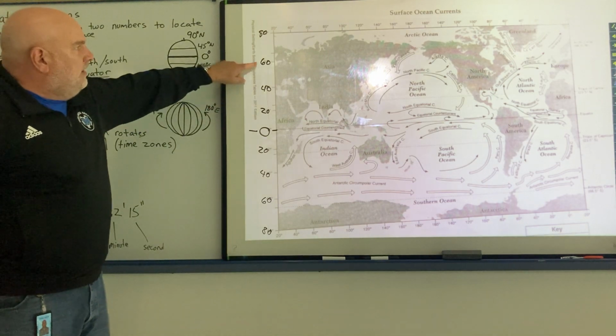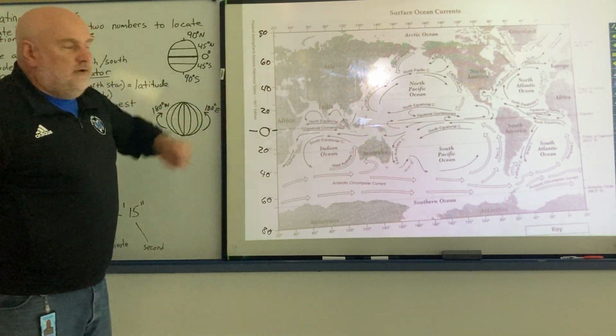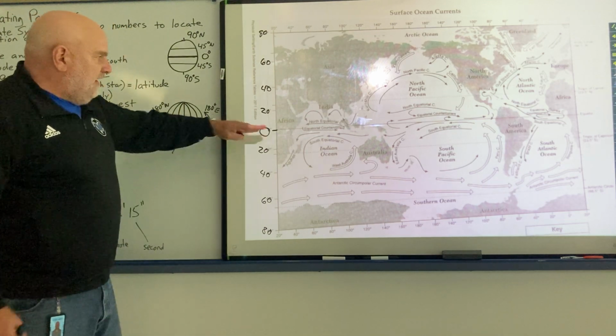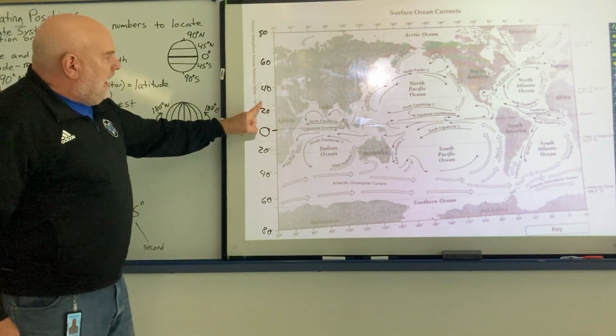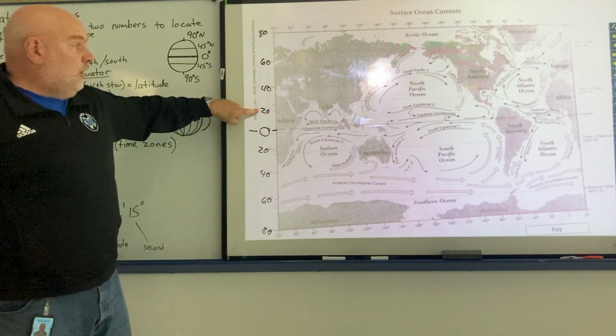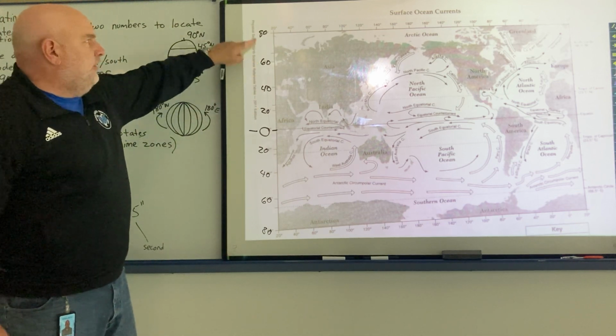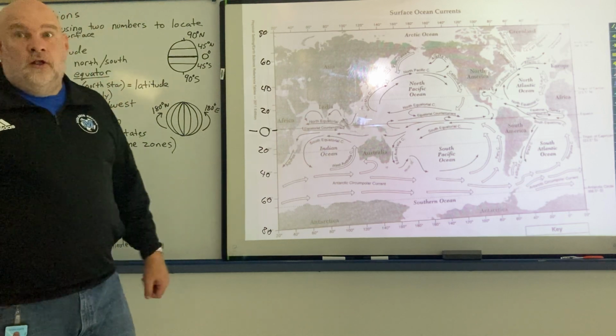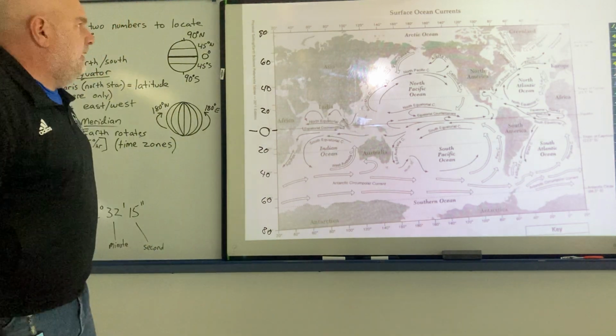These numbers here, even though there's no little letter on there telling you whether it's north or south, I know they're north because there's the equator and the numbers are counting up from the equator. So that's 20 north, 40 north, 60 north, 80 north. And that's 20 south, 40 south, 60 south, 80 south. So those are your latitudes, all right?